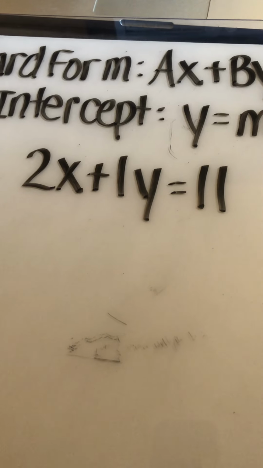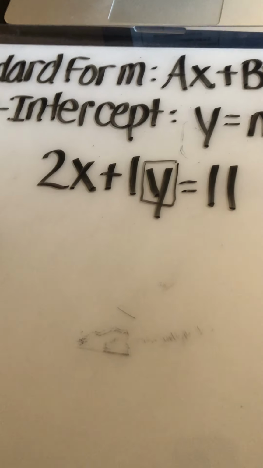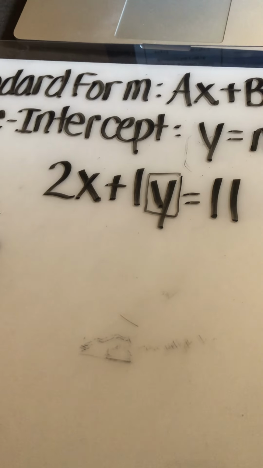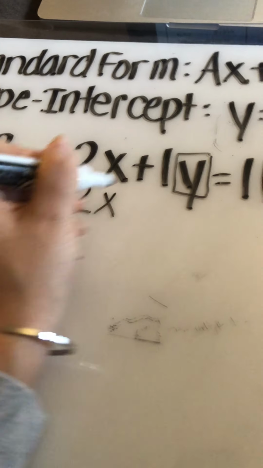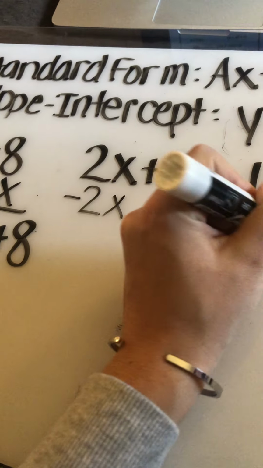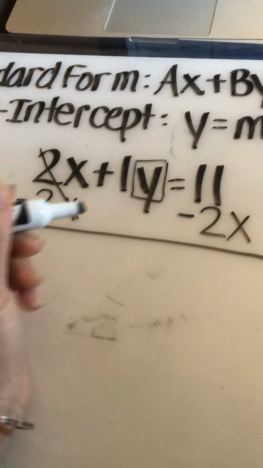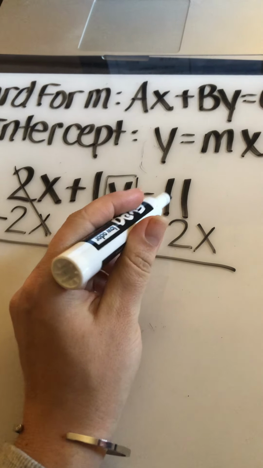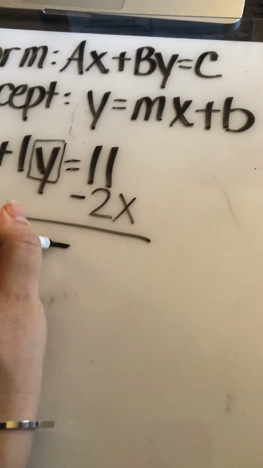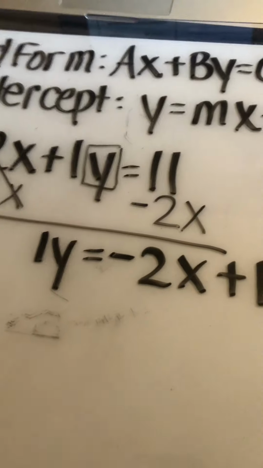Then we move over to the second one. We have 2x plus 1y equals 11. Again, our goal is to isolate y. So we're going to do the inverse operations to get that alone. So I'm going to inverse 2x by subtracting 2x from both sides. Okay, so these two x's will cancel out. I'll be left with 1y equals, these two are not like terms, so I'm going to bring them down, negative 2x plus 11.